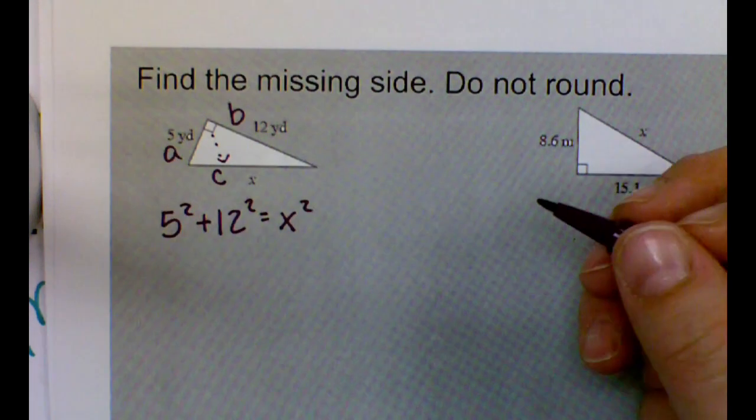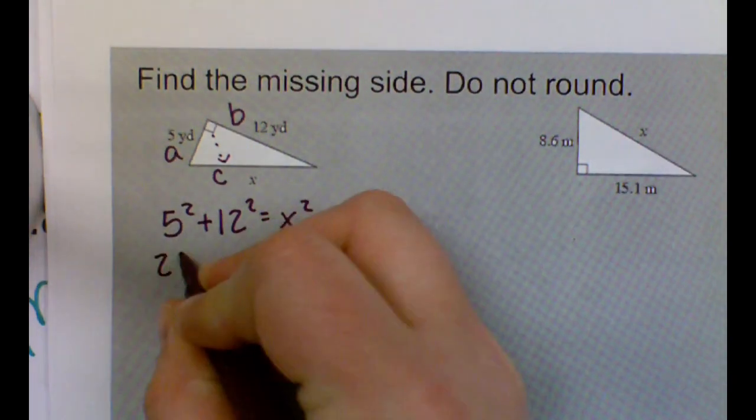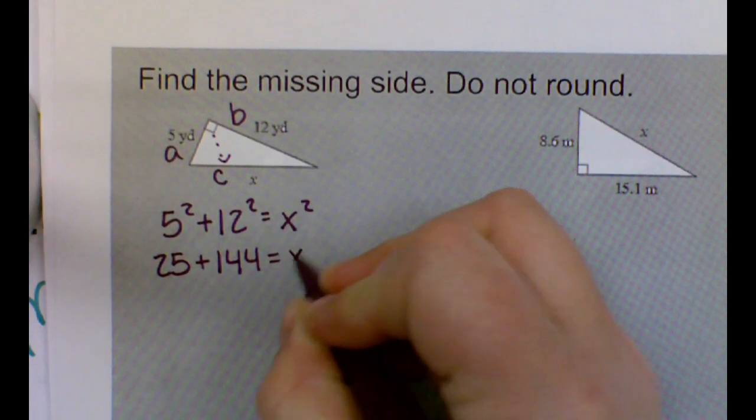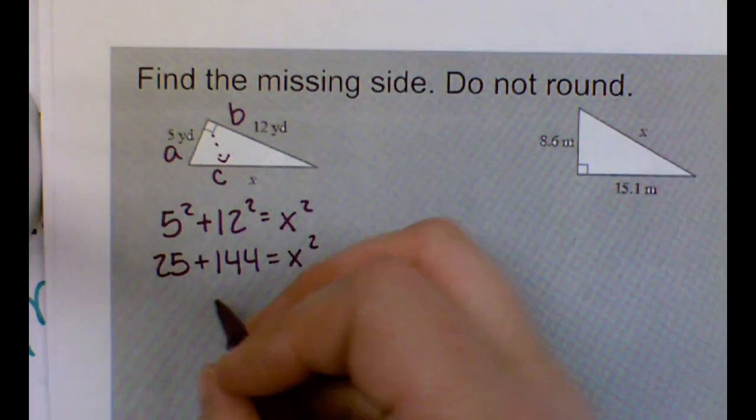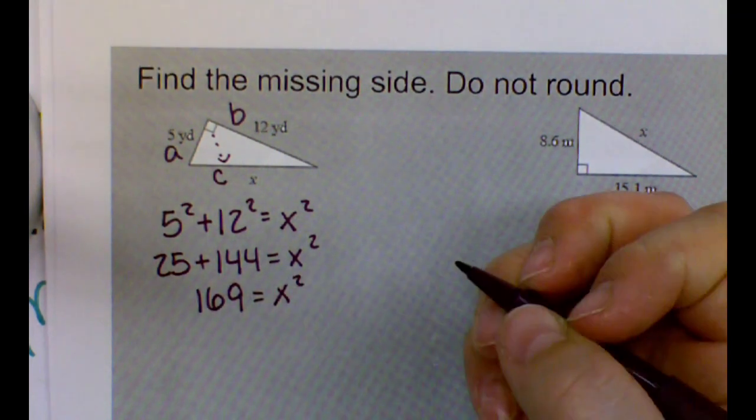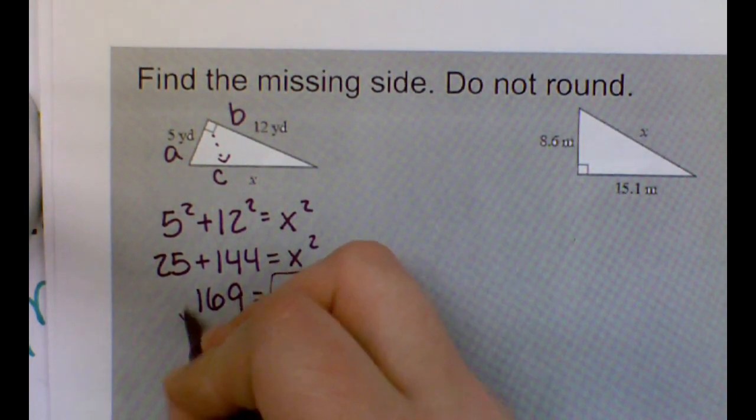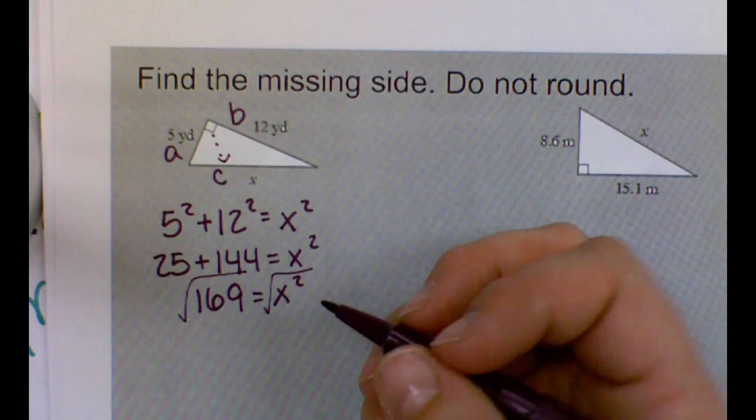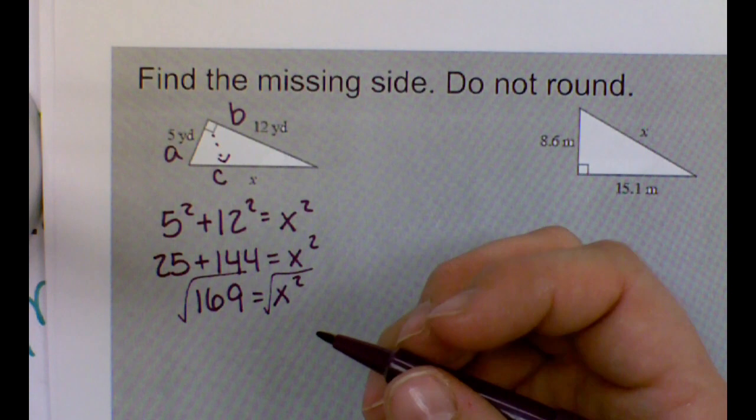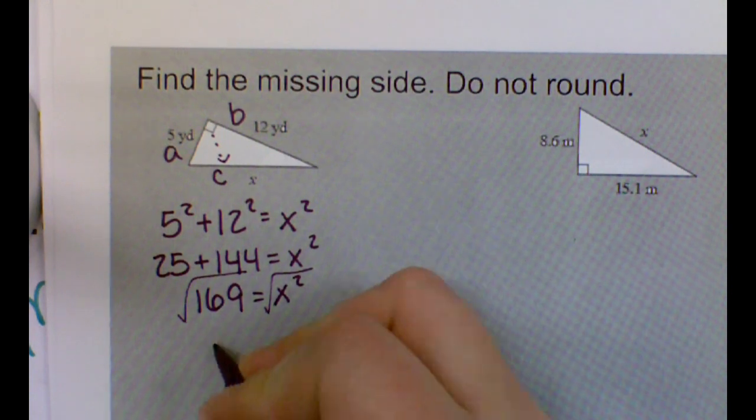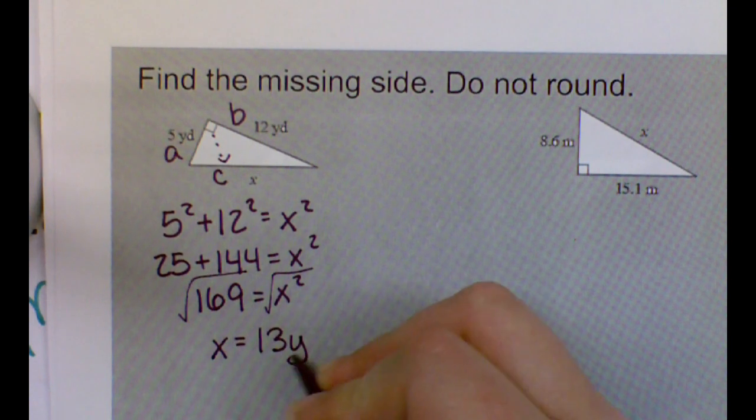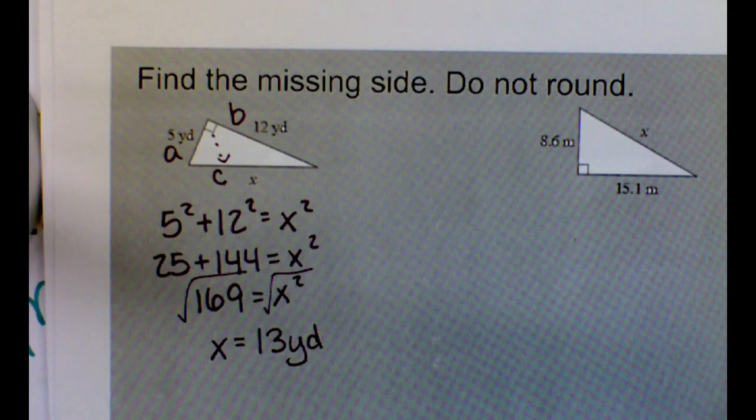Now, order of operations, I square these numbers. So I get 25 plus 144 equals X squared. Add those two numbers together, I get 169 equals X squared. And undo that square with a square root. Now, normally we get a positive and a negative when we undo a square, but since we're talking sides of a triangle, we only get the positive. So X equals 13. I'd always label it, if possible, in yards.